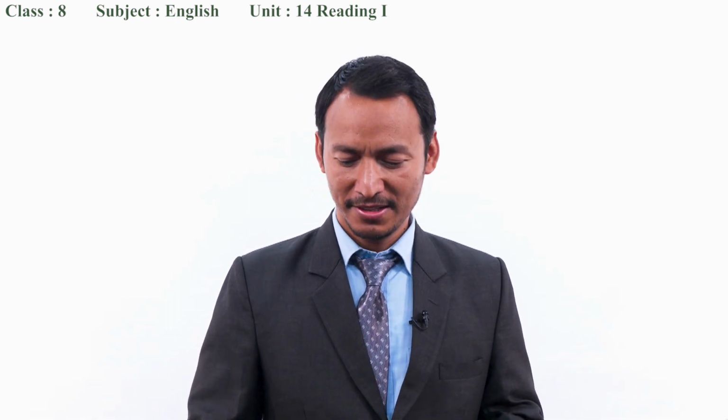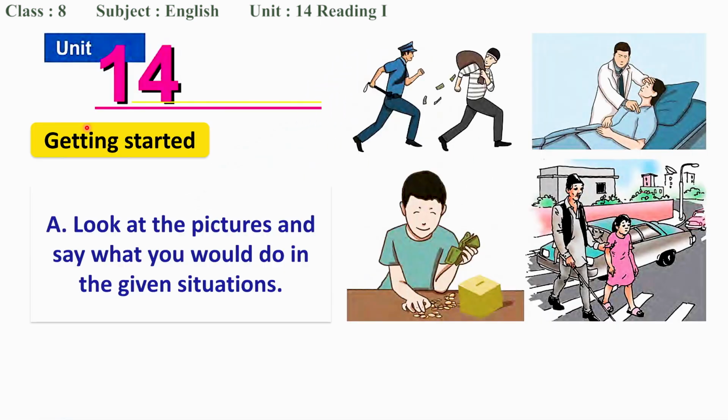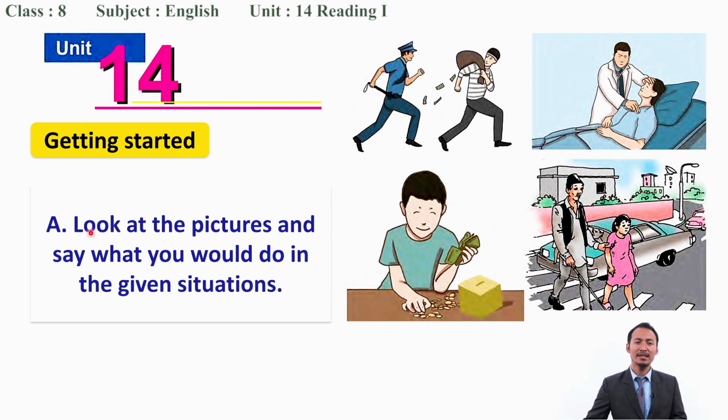Before we start the story, we have the Getting Started section, right? We will see some pictures here. Can you see the pictures? Let's read the instruction: Look at the pictures and say what you do in the given situations. Okay, students, there are 4 pictures and 4 situations, right?